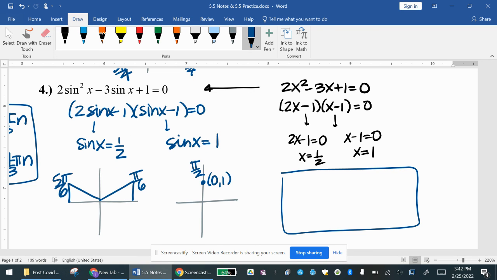So your final answers are going to be pi over 6 plus what's the length of the period for sine? How often does sine repeat itself? 2 pi n. It's also 5 pi over 6 plus 2 pi n. And finally, pi over 2 plus 2 pi n.